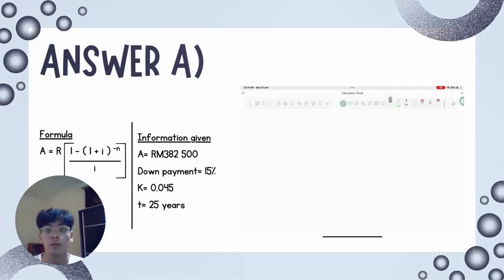So now I will explain how to answer question A. For this question, we'll be using the formula A equal to R multiplied by 1 minus 1 plus i power of negative n, divided by i. So first we have to find all the values. First, find the value A. How to find the value A?